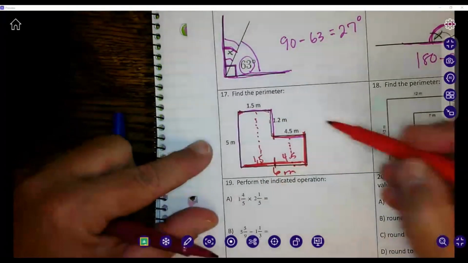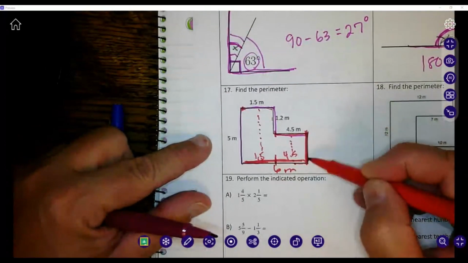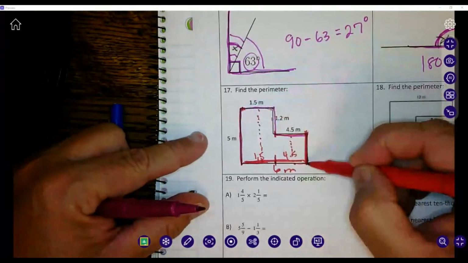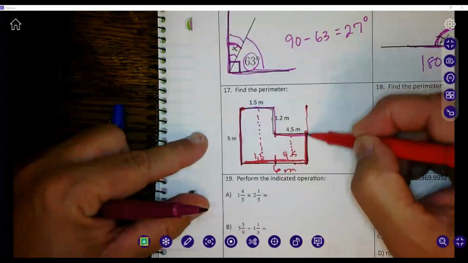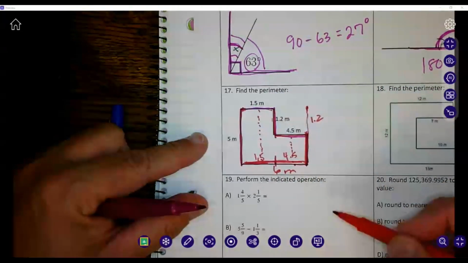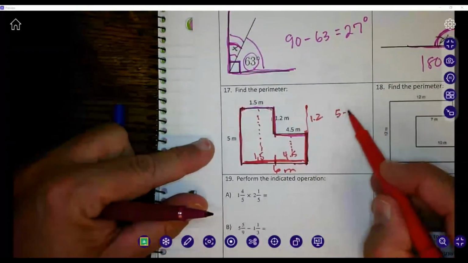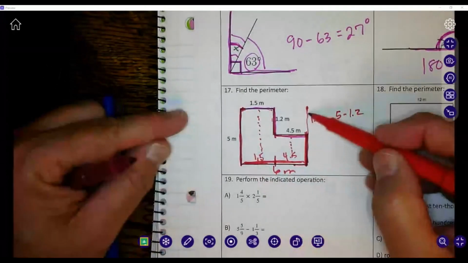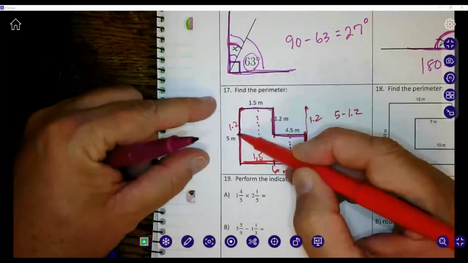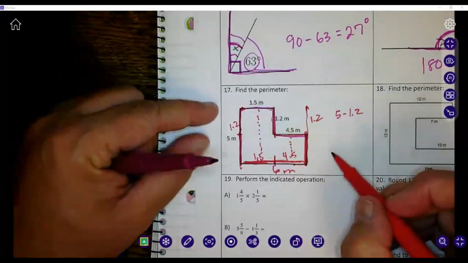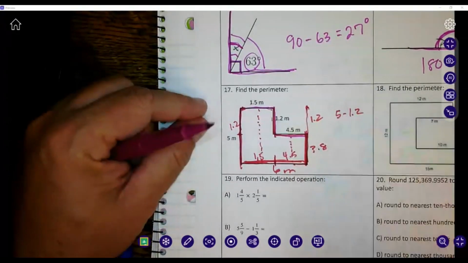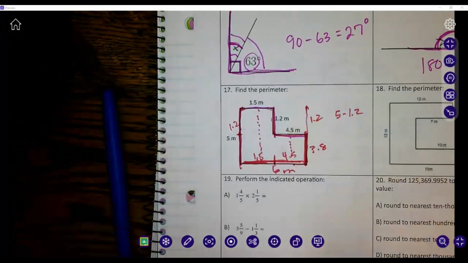Okay, 6 meters. Then the missing side here, well, this whole side is 5, so from here up to here would be 5. This much is 1.2. So if we take 5 and subtract 1.2, this much is 1.2 down to here. The rest of it then has to be how much? 3.8. That's correct. 3.8. Now we know all the sides.